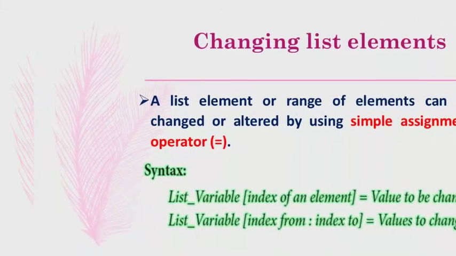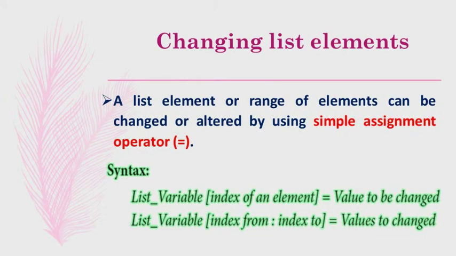Next, let us see how to change the list elements. In Python, lists are mutable, which means we can change the elements in a list. List elements can be changed or altered using the assignment operator. Using this equal to operator, we can change the elements in a list.